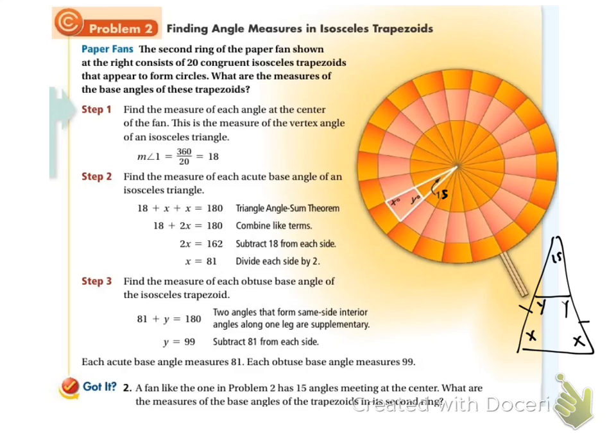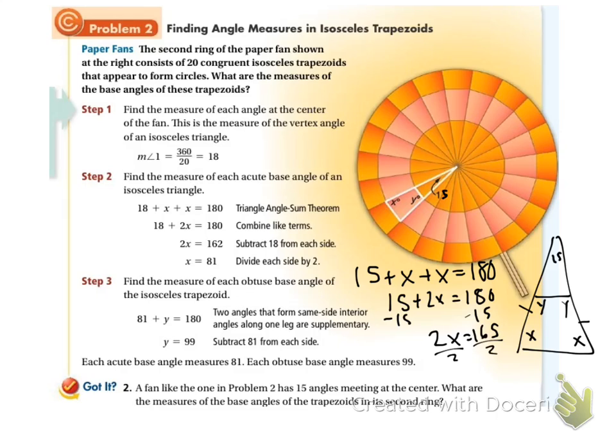Well, if we look at this as a triangle, I know that my three angles need to add up to 180. So 15 plus X plus X needs to equal 180. So I get 15 plus 2X equals 180. If I subtract 15, I get that 2X equals 165. And then if I divide by 2, I get that X is equal to 82.5. So these two X's down there are 82.5.